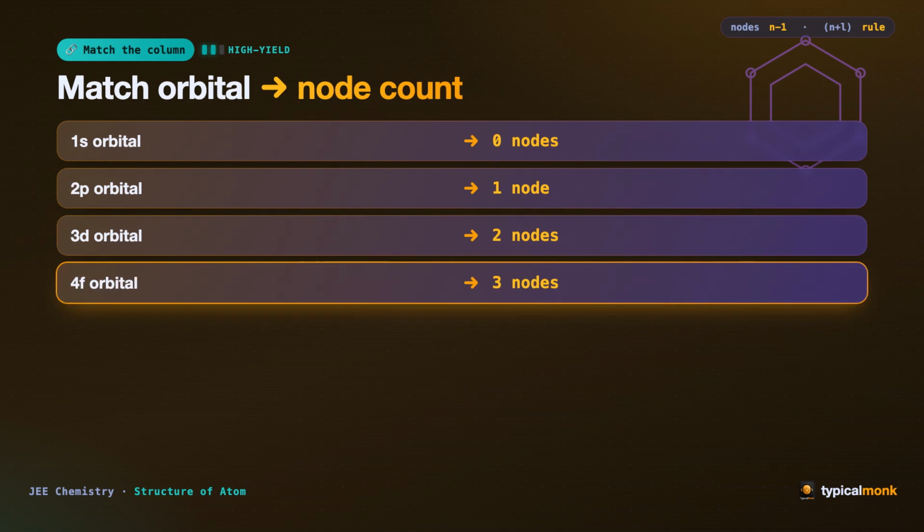And the 4f orbital, n is 4, so n minus 1 is 3. 3 nodes. Notice the formula works the same way whether the orbital is an s, a p, or an f. If all 4 came to you before the reveal, the formula is becoming yours.